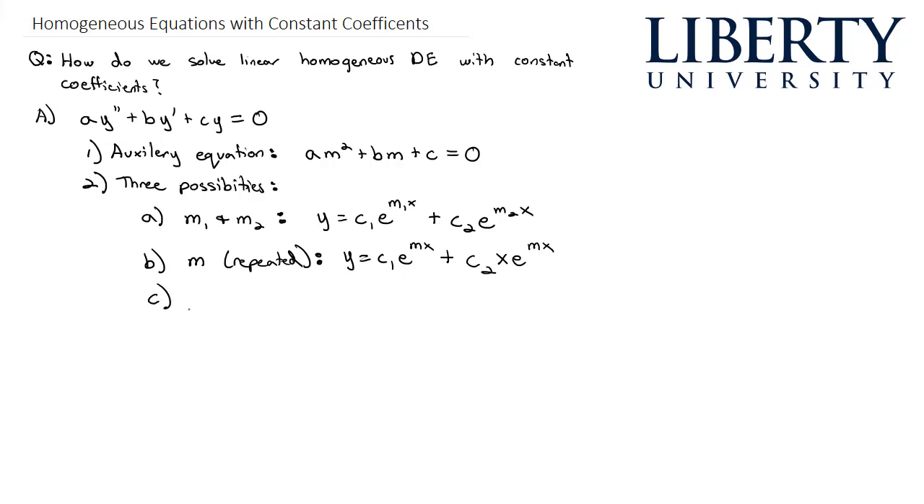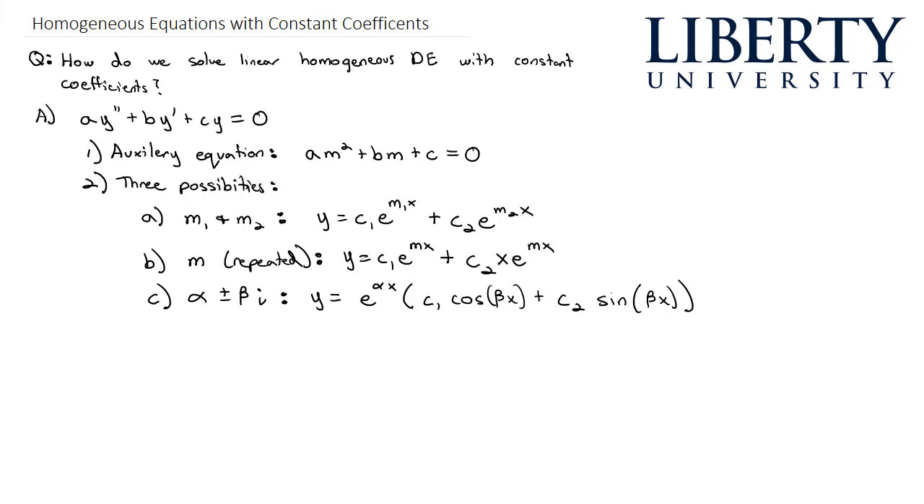The other solution that could come up is it could have complex solutions. Maybe complex solutions alpha plus or minus beta times i. If we end up with complex solutions, we say the solution is y equals e to the alpha times x times the first constant times the cosine of beta x plus a second constant times the sine of beta x.